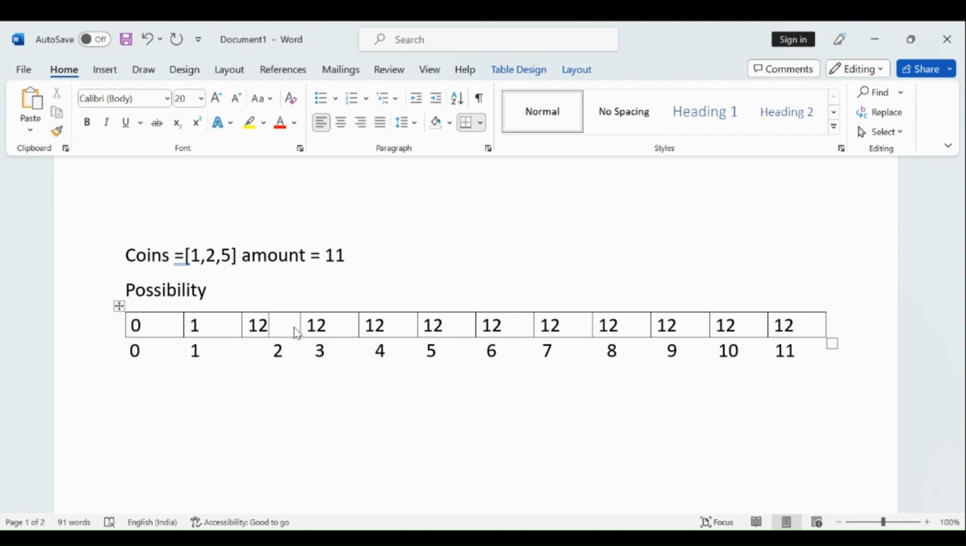Previously the answer was 12, and now we got the answer as 2. So what is the minimum among both 12 and 2? Your answer will be 2.